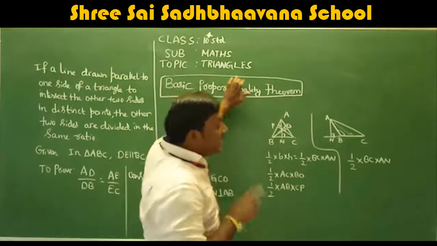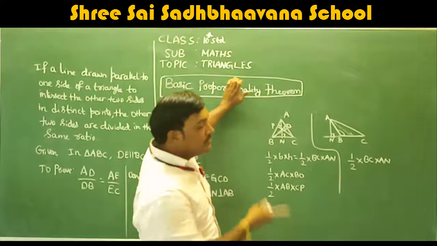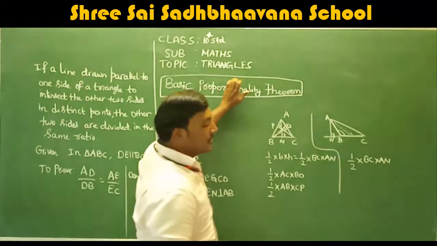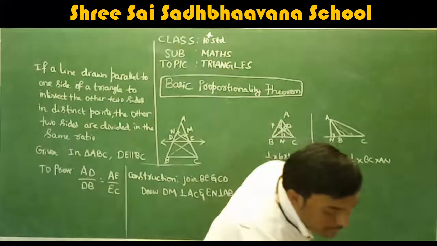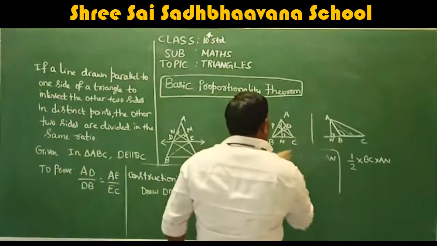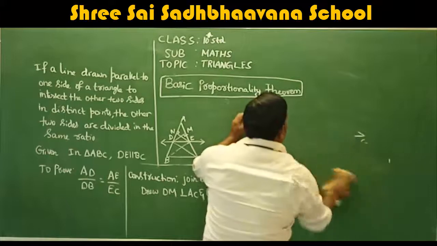So I have taken AN as the perpendicular to BC, and taken the triangle and the area of the triangle. So this is one more important thing you have to remember. And one more property is there.